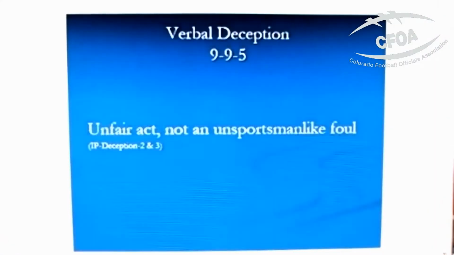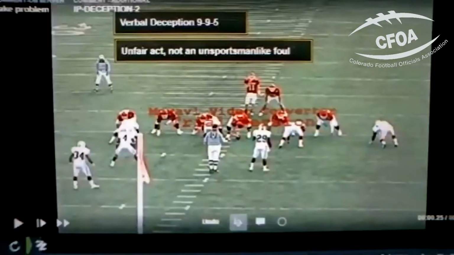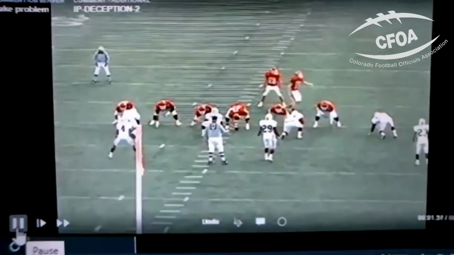We're going to leave the substitution process and go to verbal deception. And this was the point I made earlier. We want to call these unfair acts and not unsportsmanlike fouls. And I explained that because if you call it an unsportsmanlike, then the play counts and the foul is enforced from the succeeding spot after the play ends.